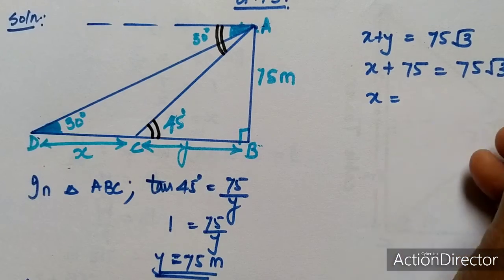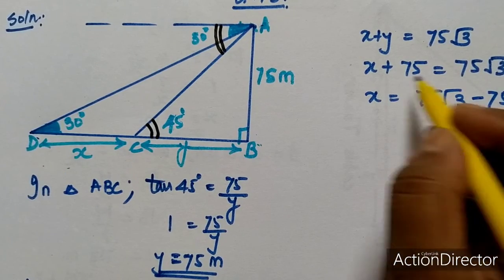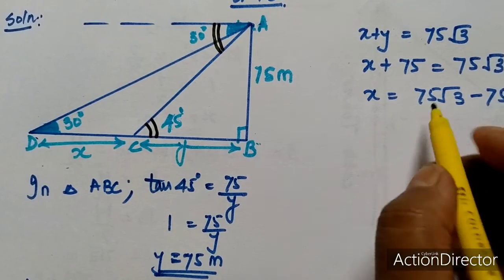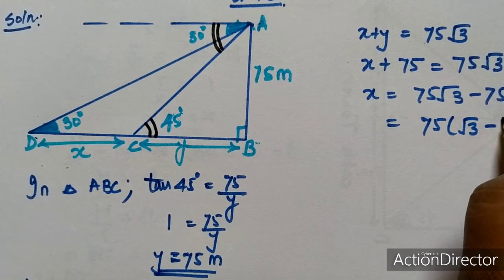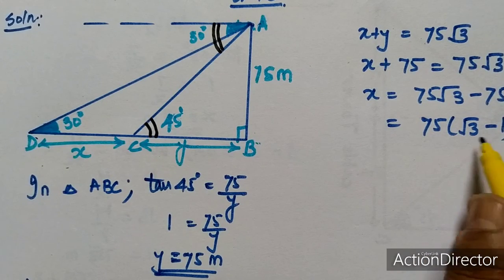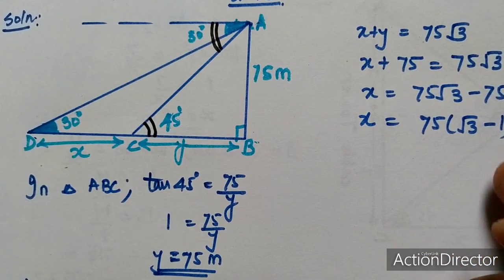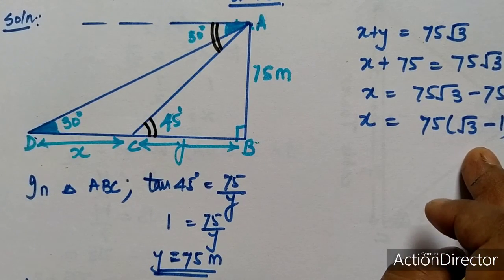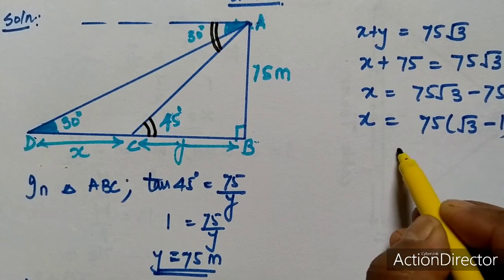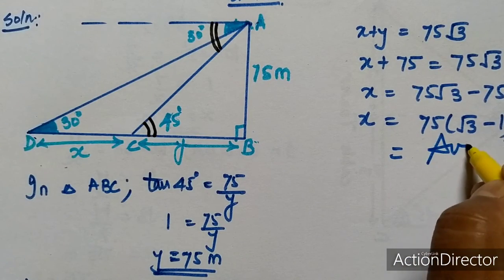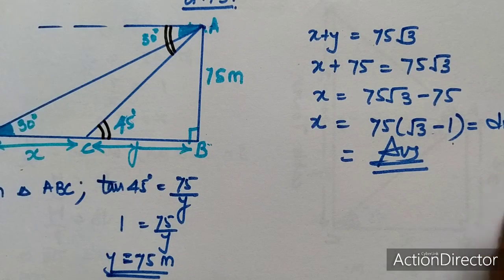That is equals to 75 root 3 on other side. Transpose this 75 from left to right. Sign changes, that means plus now becomes minus. Take common 75. Remaining term in the factor is root 3 minus 1. That means in the bracket root 3 minus 1. So if you want to further simplify, you substitute the value of root 3 as 1.732. Subtract 1 from them and then whatever the answer will come, you have to multiply with 75. Otherwise, this is only the distance between the two ships.